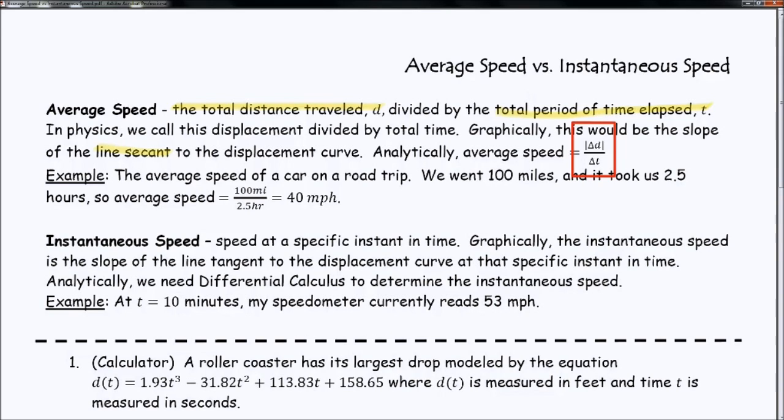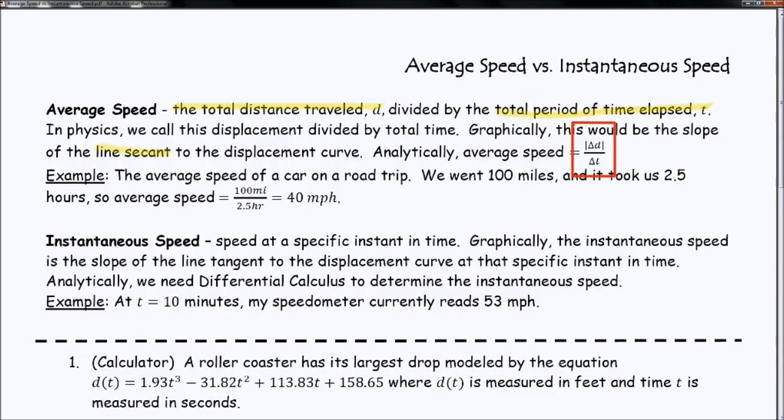Let's say I'm going on a road trip, driving back to my family in Maryland. I went 100 miles, and it took us 2.5 hours, so my average speed for that trip is 40 miles per hour. Now, I'm not going 40 miles per hour the whole time. I have to leave my house. I'm not starting off going 40. I start off going 0, turn the car on, then go 10, 15, 20, get out of my neighborhood, and so forth.